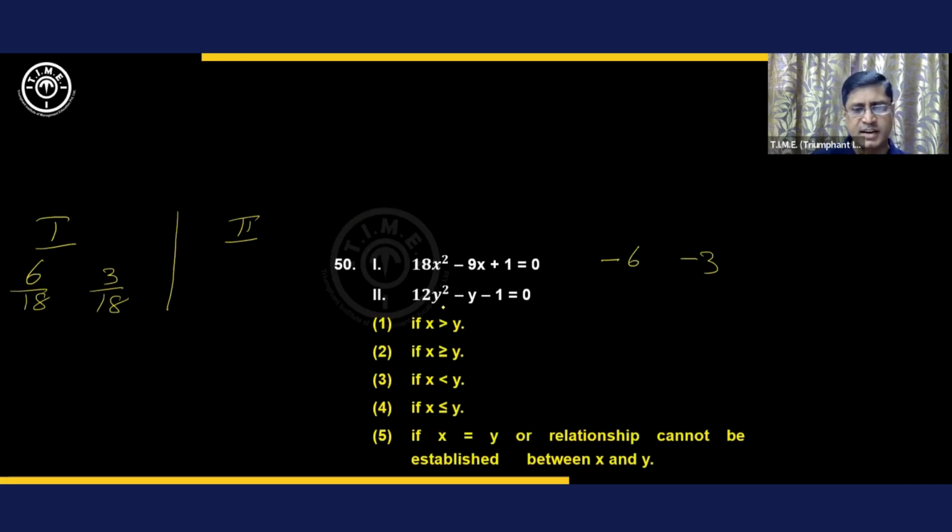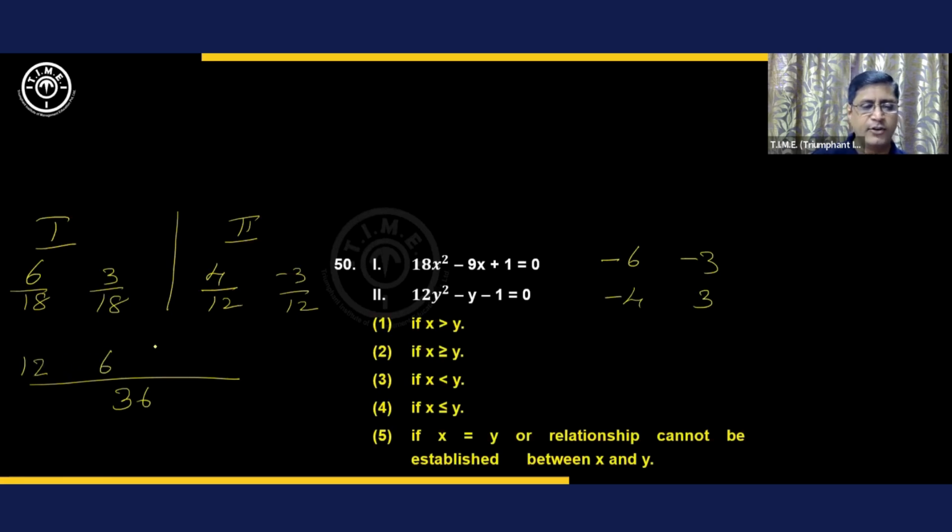Now look at the second quadratic equation. 12 into minus 1, that is minus 12. So here minus 4 and positive 3. So what about the roots? Roots are here 4 by 12 and minus 3 by 12. By making the denominator the same, I'm going with the LCM, that is 36. Now 18 is becoming 36, means double. So make it double on the numerator side.